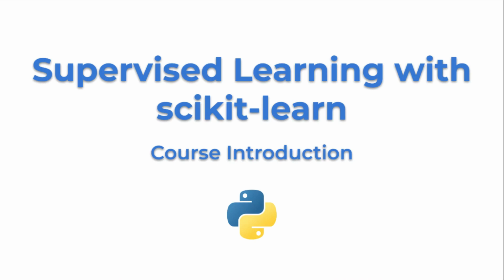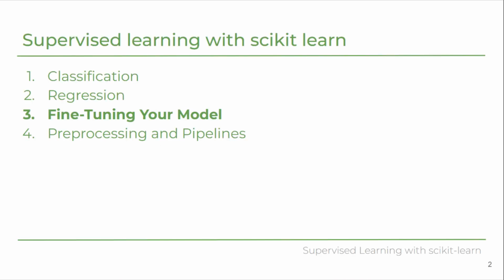In this course, you'll learn how to make powerful predictions, such as whether a customer will churn from your business, whether an individual has diabetes, and even how to classify the genre of a song. Using real-world datasets, you'll find out how to build predictive models, tune their parameters, and determine how well they will perform with unseen data. This course consists of 4 chapters, which are classification, regression, fine-tuning your model, and lastly, pre-processing and pipelines.